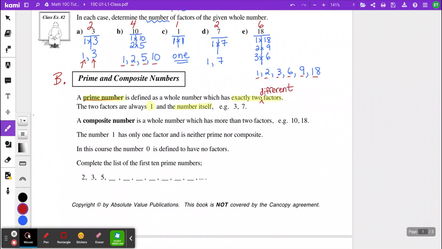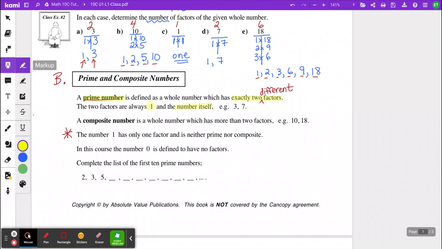And that's going to be discussed in our one little star here. We're going to put a star beside the third or fourth sentence in this statement. Our second or third statement says a composite number, on the other hand, is a whole number that has more than 2 factors. If we look at the numbers above in class example 2, the prime numbers would be 3 and 7, because we want different factors.